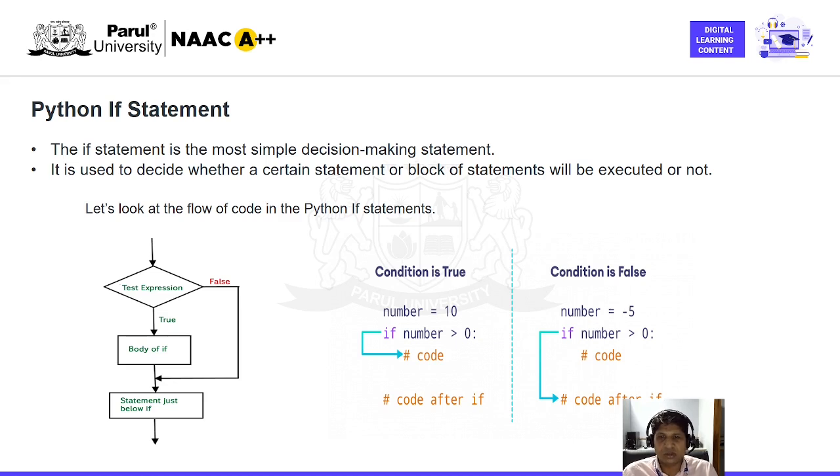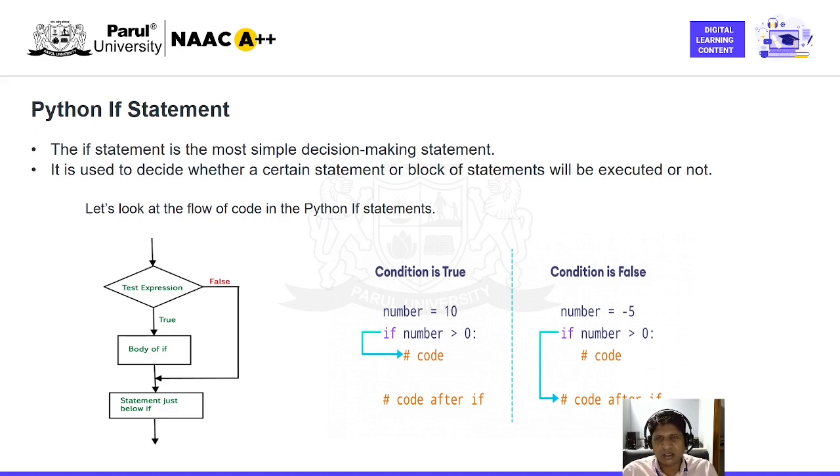The if statement works on a boolean condition. Boolean condition means the output of the condition is either true or false. As the second point clearly mentions here, it is used to decide whether a certain statement or block of statements will be executed or not. If the condition is true, then the block of statements will be executed, otherwise it will not be executed.